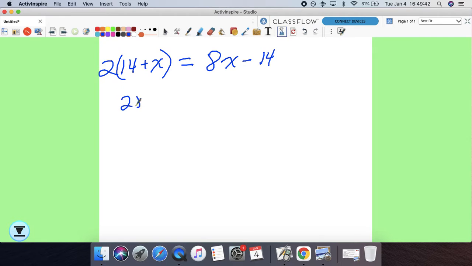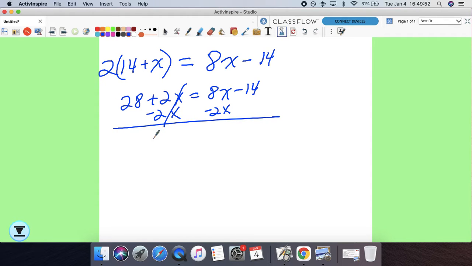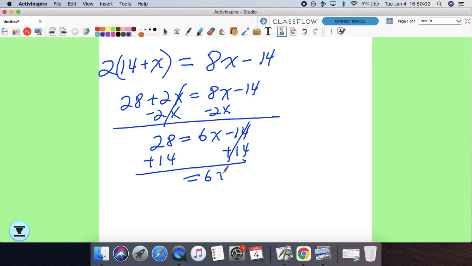Distributive property, 28 plus 2x equals 8x minus 14. There's variables on both sides. Let's get rid of the 2x, so minus 2x on both sides. We get 28 equals 6x minus 14. I'm going to add 14 to both sides. That goes away. And 6x equals 42. Divide both sides by 6. And x equals 7.